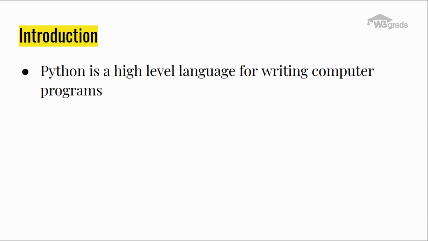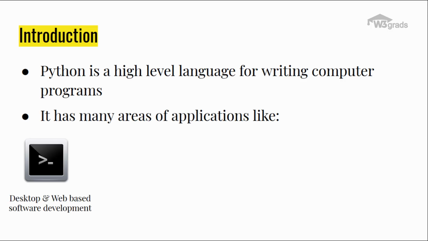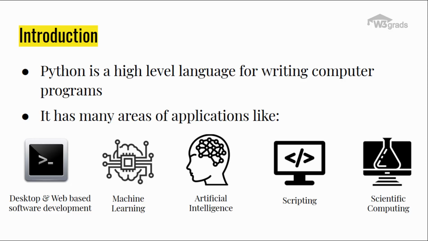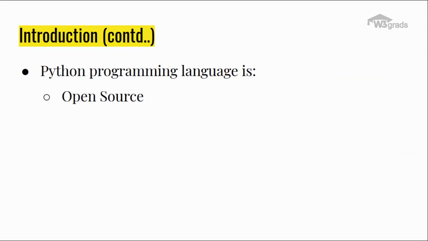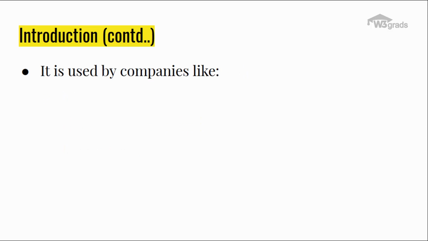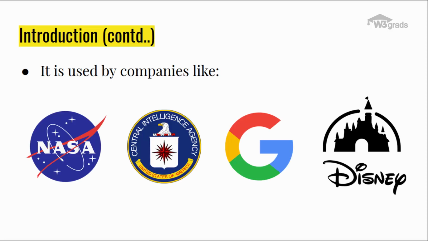Python is a very popular high-level programming language which is used in various fields such as desktop and web-based software development, machine learning, artificial intelligence, scripting, scientific computing, etc. It is an open-source, platform-independent and user-friendly programming language and thus used by some of the big organizations of the world like NASA, CIA, Google, Disney, etc.